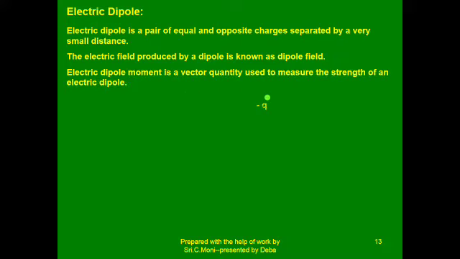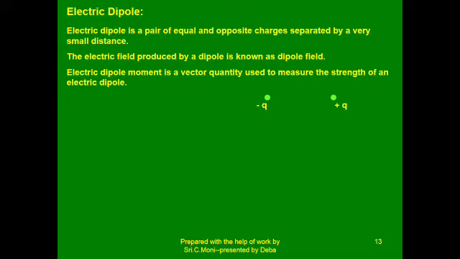Electric lines of force can pass through an insulator. Electric dipole. An electric dipole is a pair of equal and opposite charges separated by a very small distance. The electric field produced by a dipole is called the dipole field, and electric dipole moment is a vector quantity. Electric dipole moment you need to understand in some other ways as well. It's a vector quantity used to measure the strength of an electric dipole.